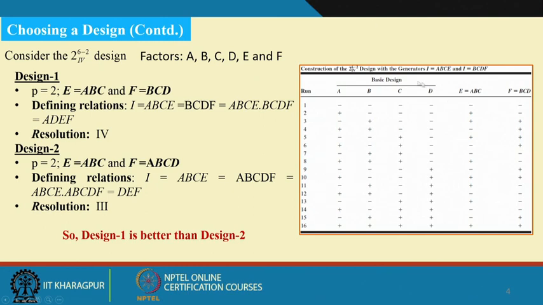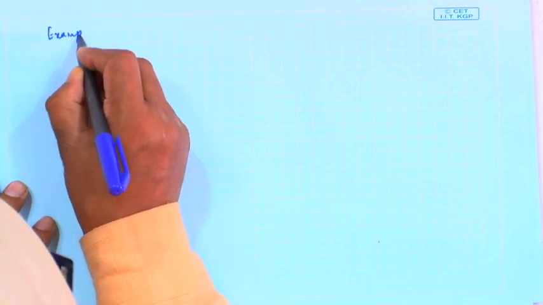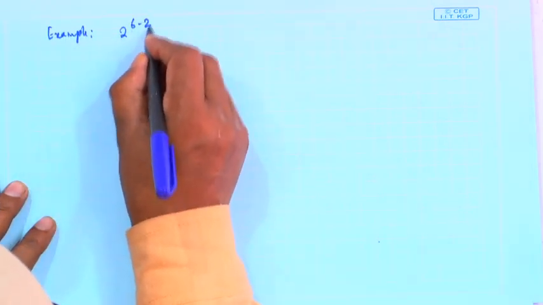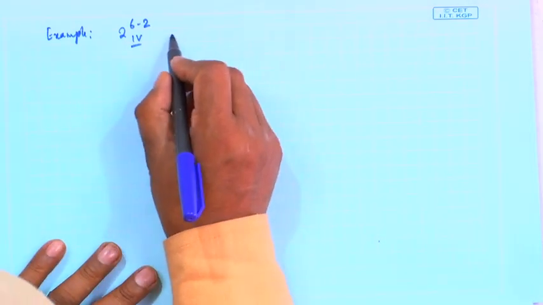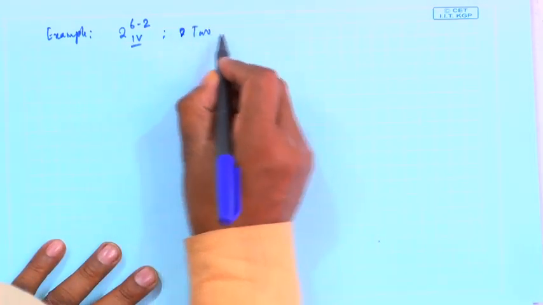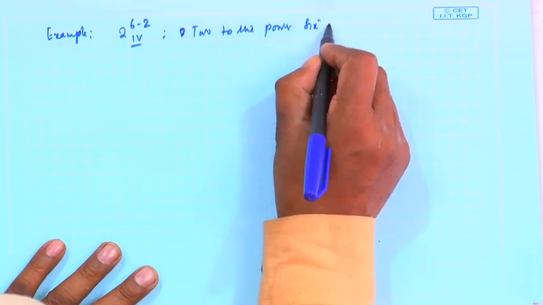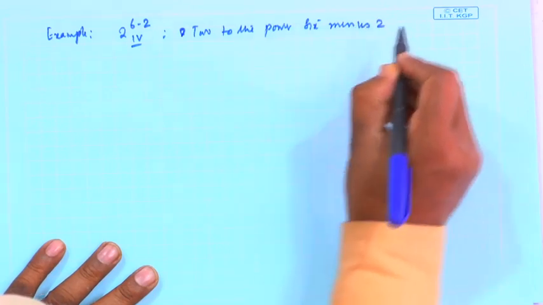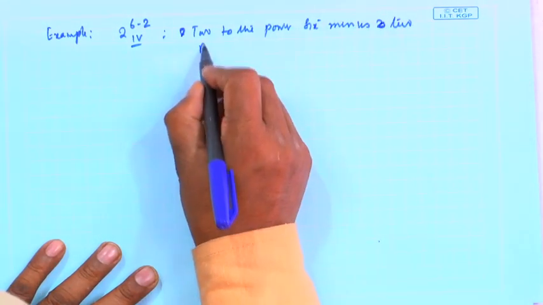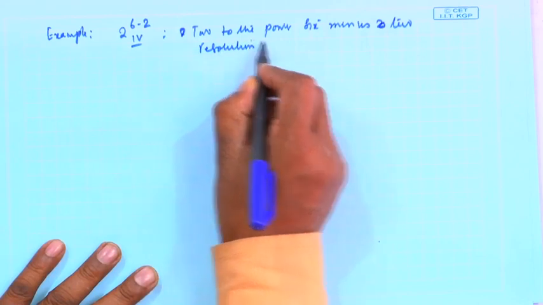Suppose you are interested to construct a 2 to the power 6 minus 2, resolution 4 design. Okay. So, your example is a 2 to the power 6 minus 2 4 design. How do you read it? This is 2 to the power 6 minus 2, resolution 4.